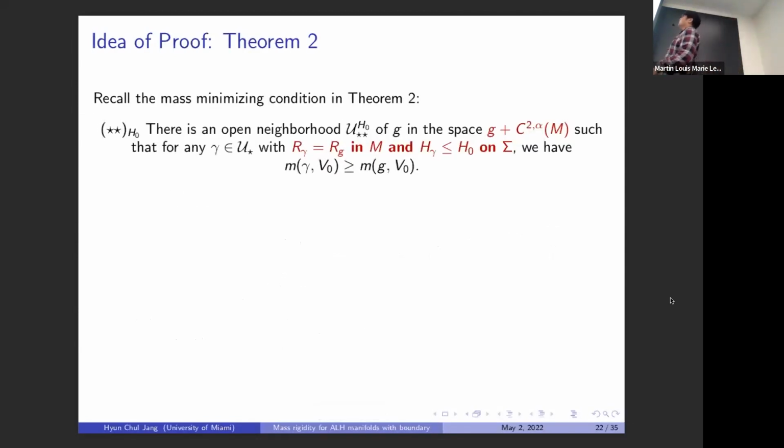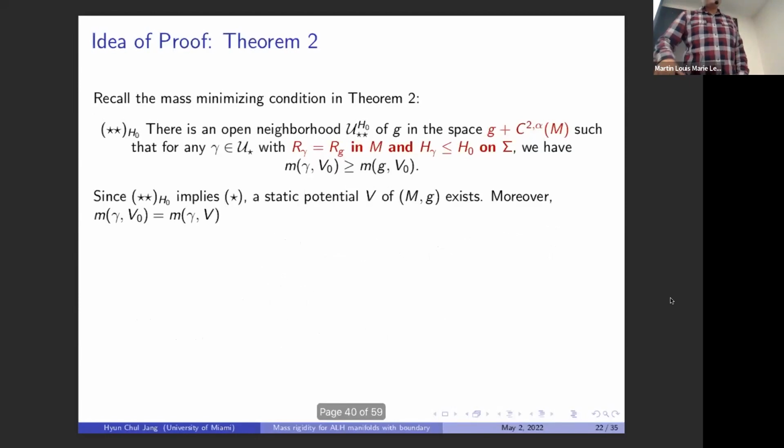Right. So about theorem two, if I remind this mass minimizing condition there, then it's going to look like this. We have this constraint space, scalar curvature fixed, but mean curvature can decrease. Okay, so as I briefly said before, this minimizing condition implies the minimizing condition in theorem one, we already have a static potential from that argument. Okay, and once we get the static potential with that asymptotics, we can actually replace this mass quantity with the function, the static potential we just found, V. Okay.